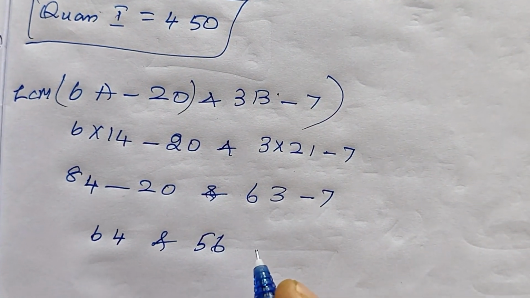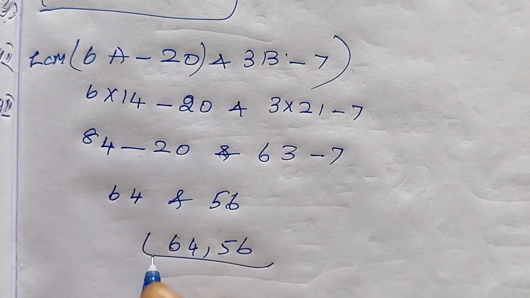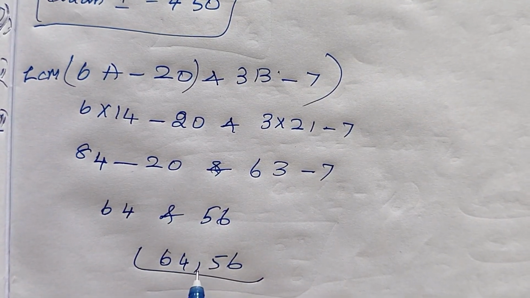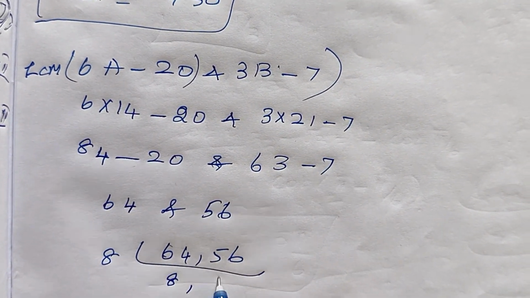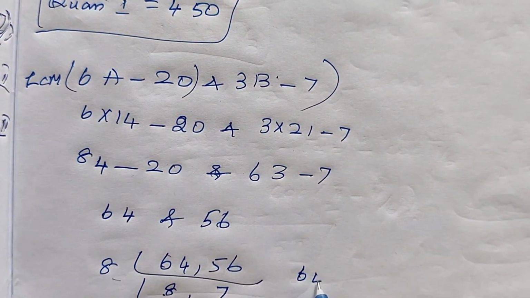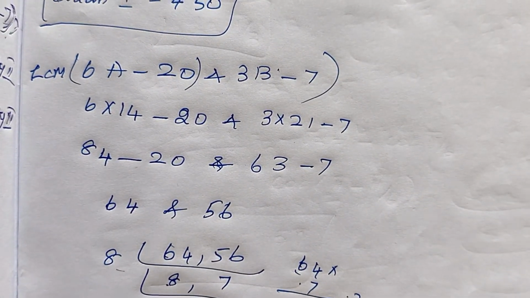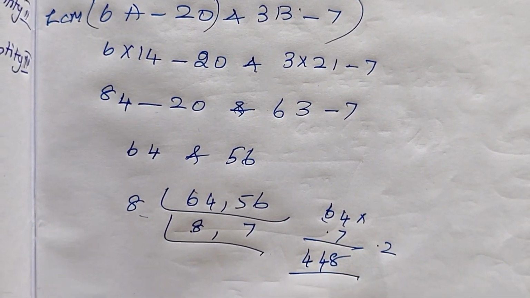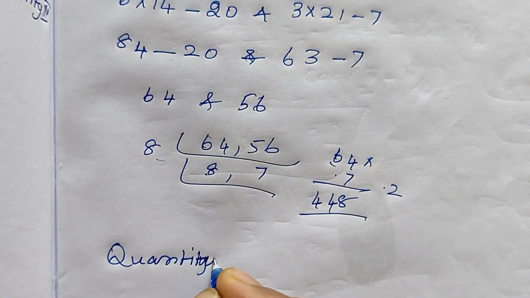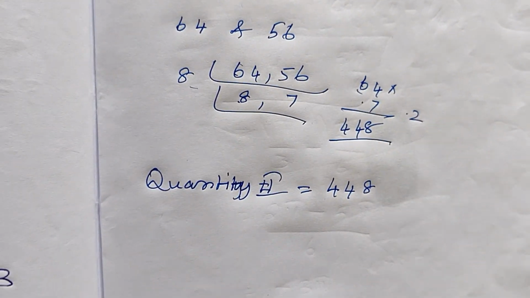So we have to find the LCM of 64 and 56. Here 8 8s are 64, 7 8s are 56. So 8 8s are 64 into 7, 4 7s are 28, 6 7s are 42, so 448. Quantity 2 is 448. The LCM of this is 448.